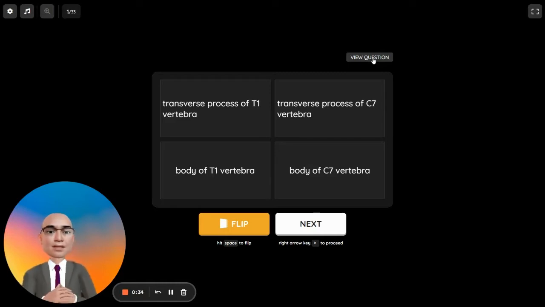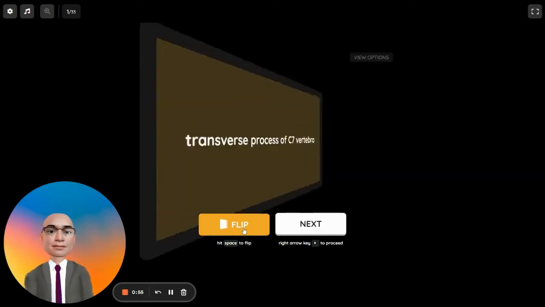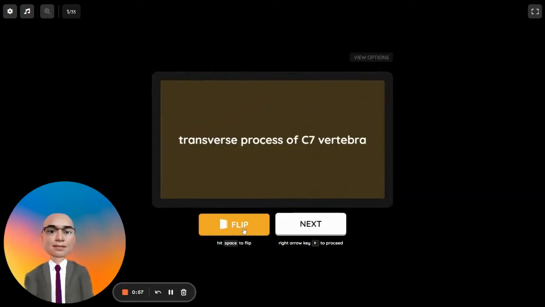We know that suprapleural membrane is a membrane which covers the inlet of the thorax. The base is attached to the inner border of the first rib, whereas the apex is attached to the transverse process of C7 vertebra. So the correct answer was the transverse process of C7 vertebra.